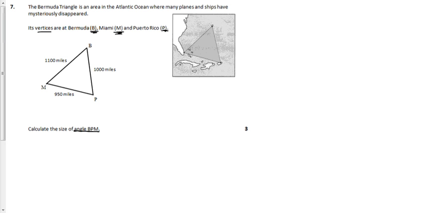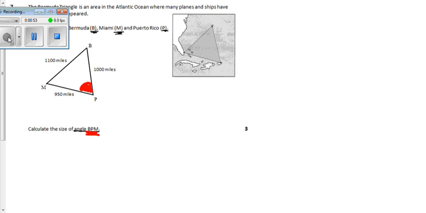Remember, when naming angles like this, I'm going from B down to P along to M. So I've drawn out that angle there. That is what I've been asked to calculate the size of. So that's the size of the angle I'm trying to calculate.